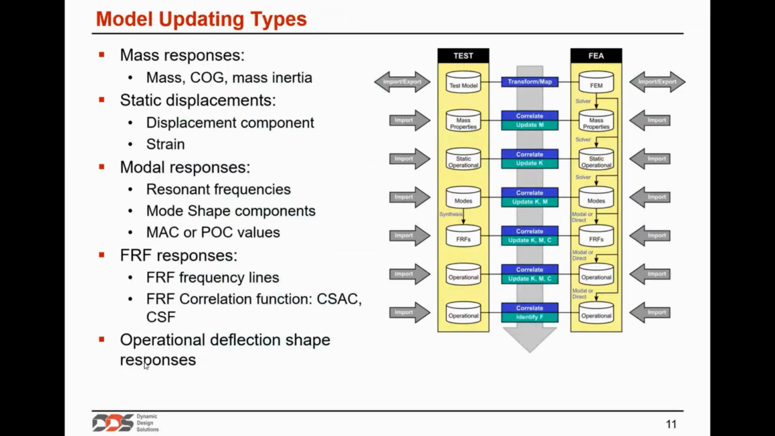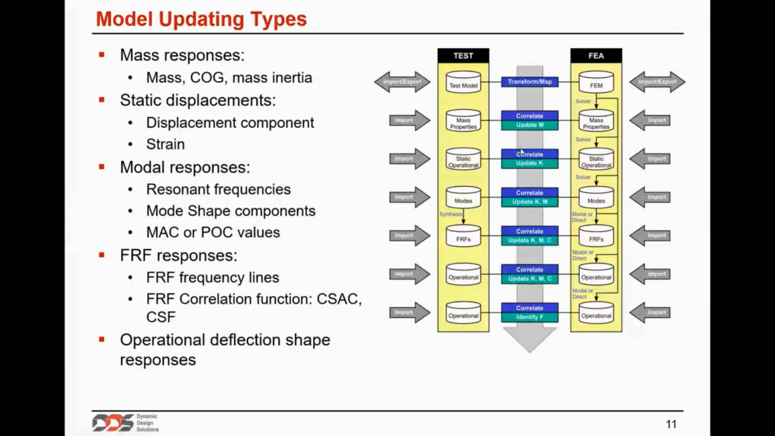The choice of responses depends on the application type, of course, like the parameters. Here you can see different possibilities, whether it's mass responses, static responses, modal responses, frequencies, mode shapes, frequency response functions as responses, or deflection shape, operational deflection shape responses. So they can be done separately, or they can be done as part of a sequence, ideally for a complete validation of a model, validation of mass, stiffness, damping, and force. So 4 groups of parameters.